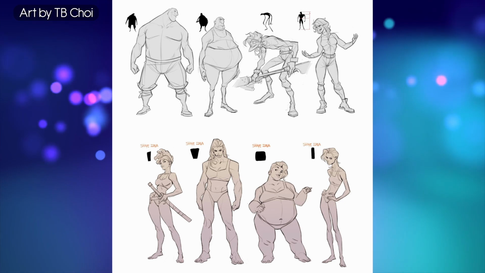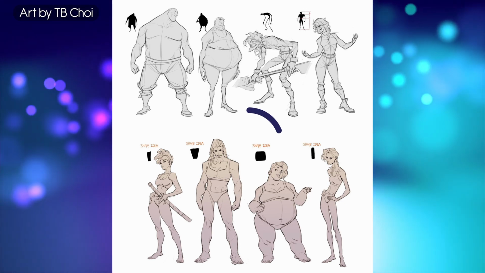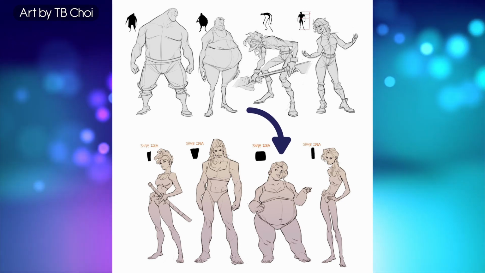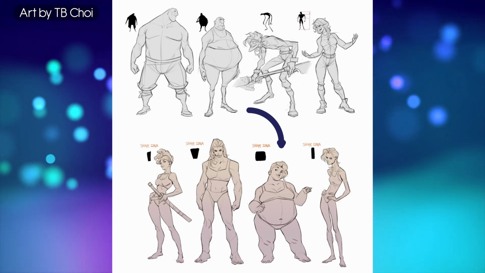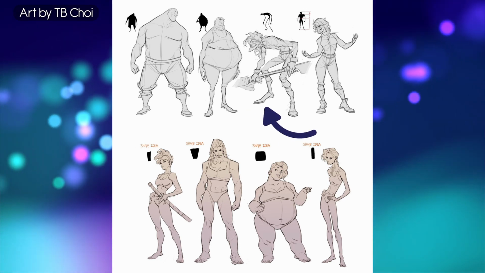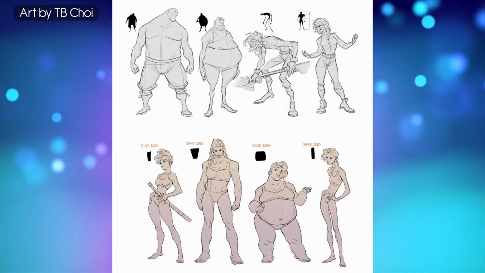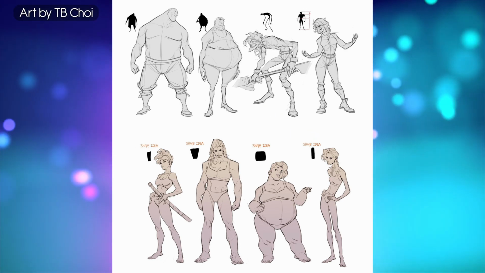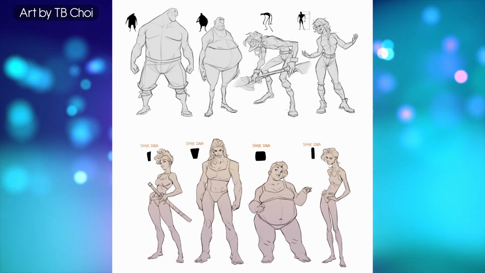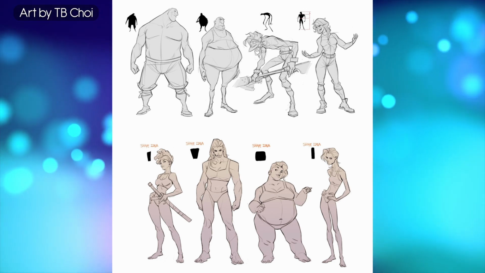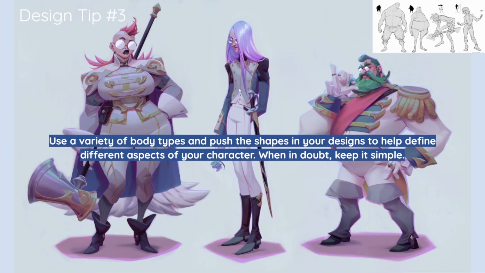Here are some character shape ideas by TB Choi. You can see how she combines shapes like square and round to get a sturdy but friendly character, or an example of a thin and angular character that feels creepy. These are great examples of how you can use shape design for your characters. By combining the shapes, you can get really interesting feeling from the character, different dynamics. Use a variety of body types and push the shapes in your designs to help define different aspects of your character. When in doubt, keep it simple.